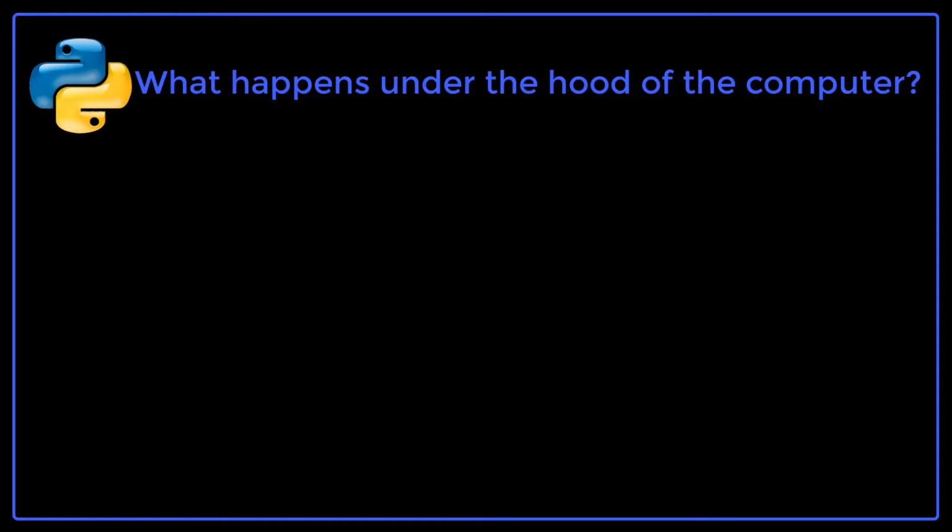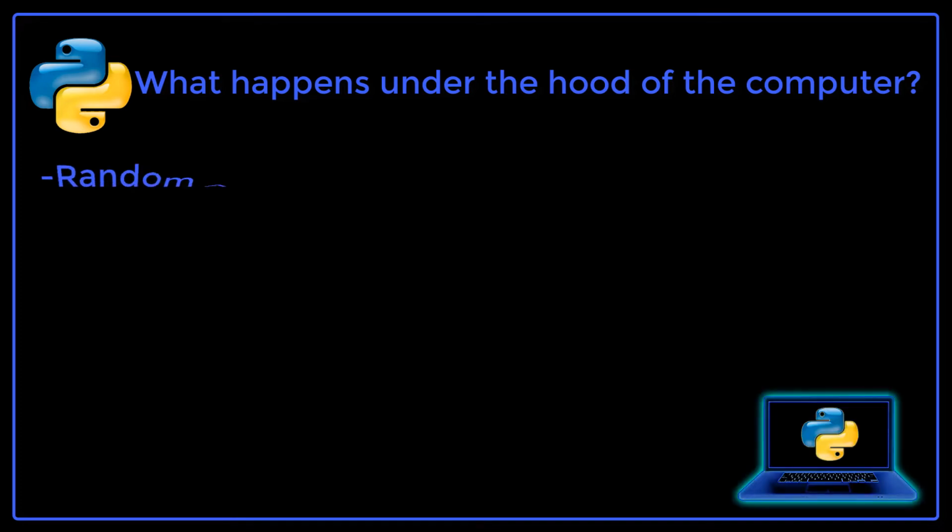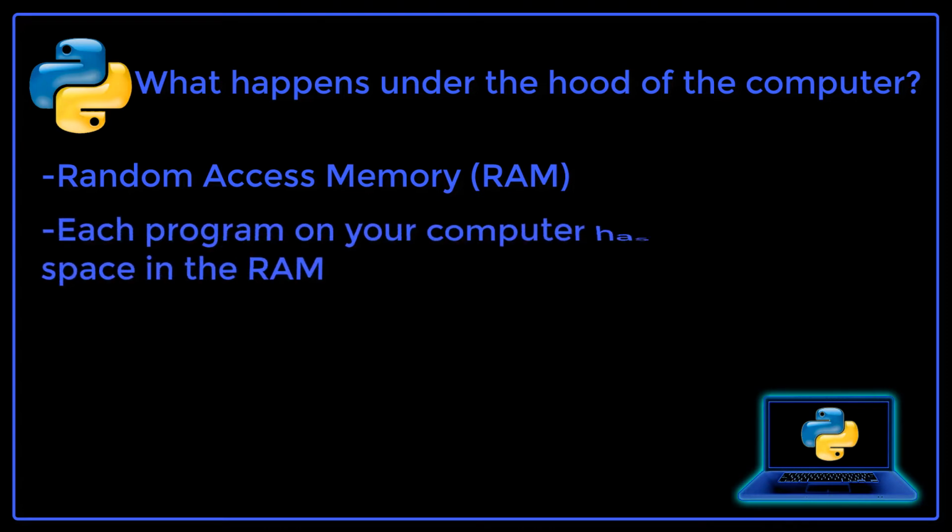In this lecture, we will learn about what happens under the hood of the computer when a program is run. There is an area of memory inside of the computer called Random Access Memory, or RAM. All of the different programs on your computer have their own space in the RAM.